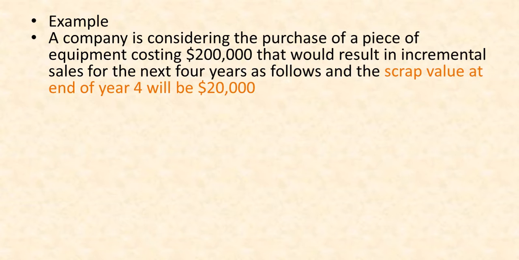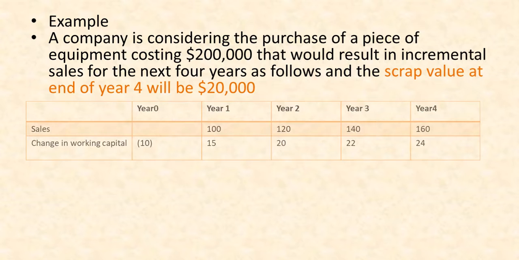A company is considering the purchase of a piece of equipment costing $200,000 that would result in incremental sales for the next 4 years as follows, and the scrap value at the end of year 4 will be $20,000. Now guys, I want you to write this down on a piece of paper. The equipment is costing $200,000. The sales will increase for the next 4 years, and the scrap value of the equipment at year 4 will be $20,000. Now this is how the sales will increase.